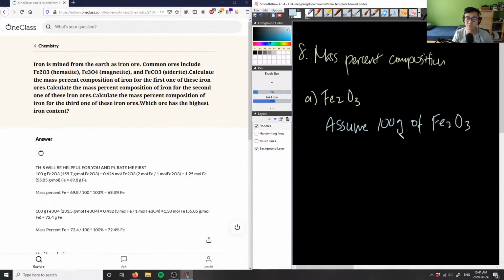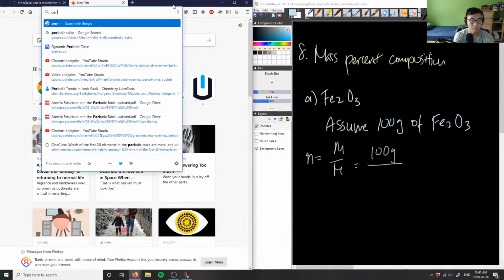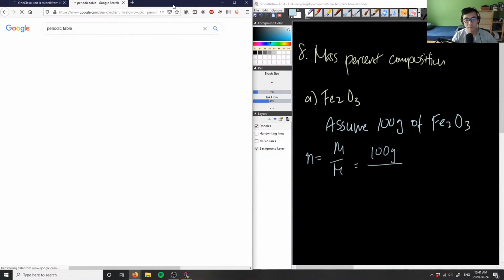If we assume our mass, we can calculate the moles. Moles is equal to mass over molar mass. So we have 100 grams over the molar mass of Fe2O3. Let me find that out for you, and let's bring up our periodic table now, because we're going to need it.